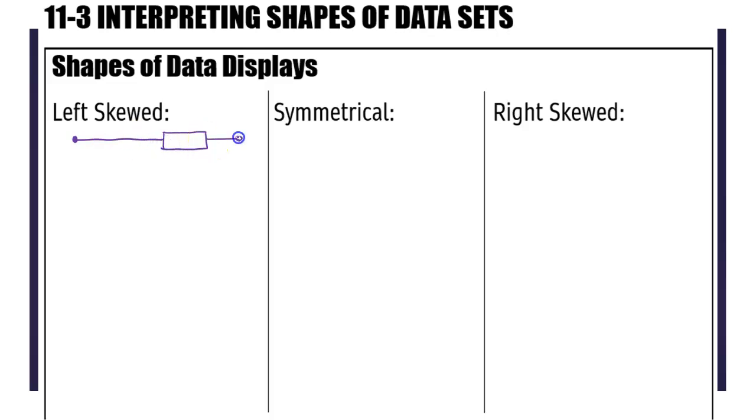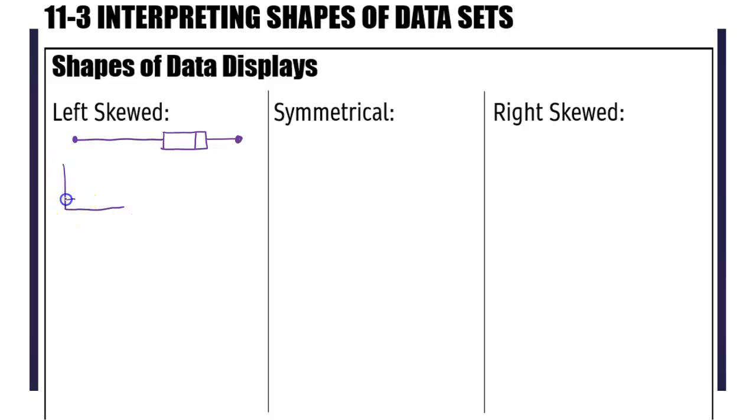A left skewed box plot will usually have a longer whisker on the left-hand side. Some other things that you might notice is the median might be closer to the right side. So I did my best here to draw an off-kilter, not symmetrical median. That median isn't always going to be the thing that tells us. Usually I look at the whiskers to help me out.